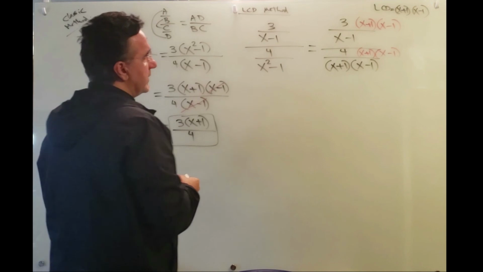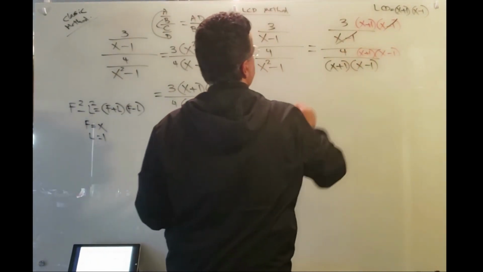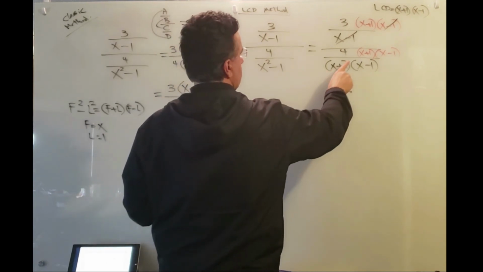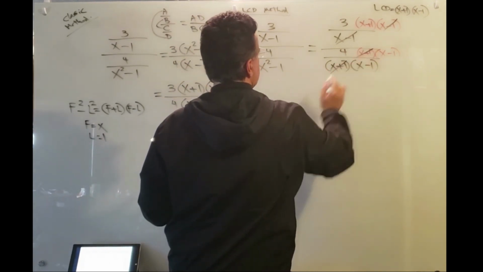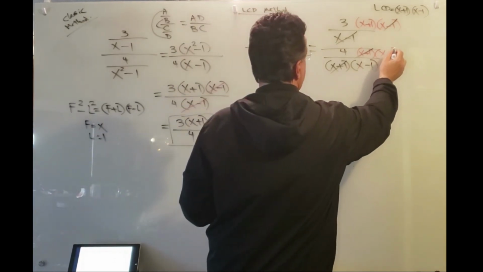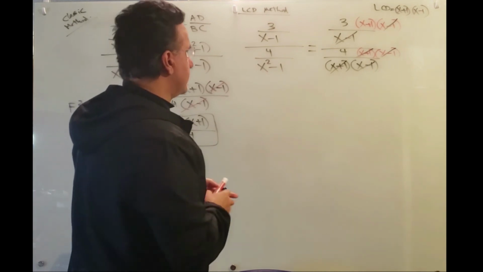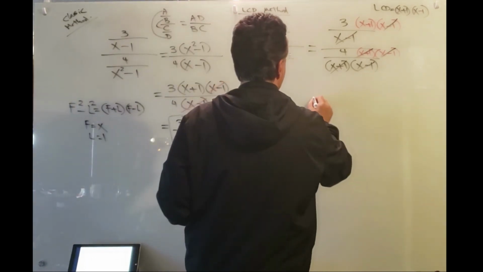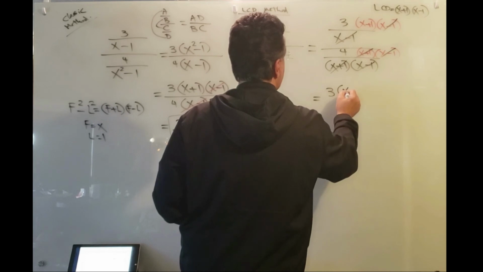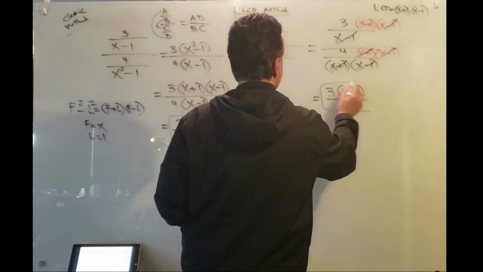So now if you notice, here we can cancel out the x minus 1s. And here we can cancel out the x plus 1s. And as well as the what? The x minus 1s. So what's left? Exactly what was left before: 3 times x plus 1 over 4.